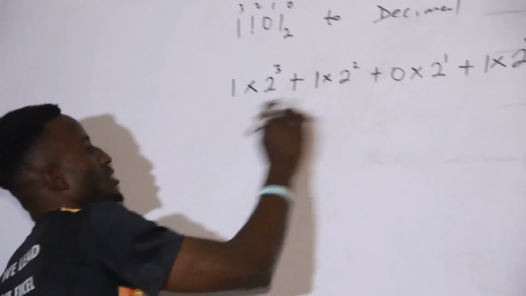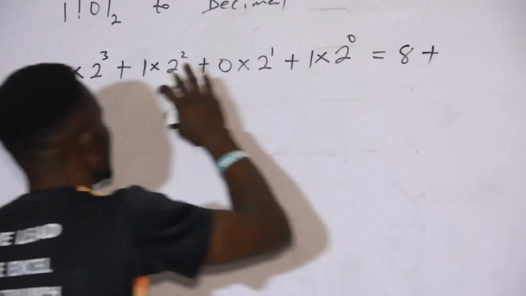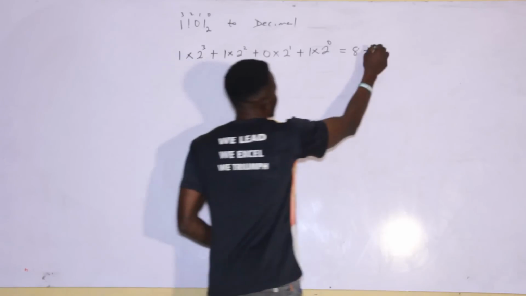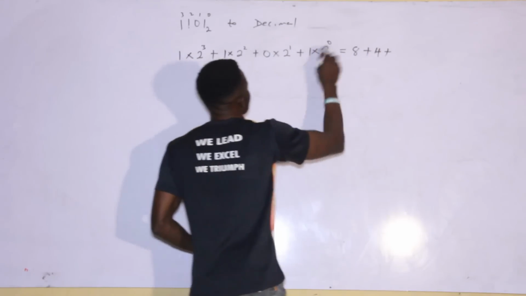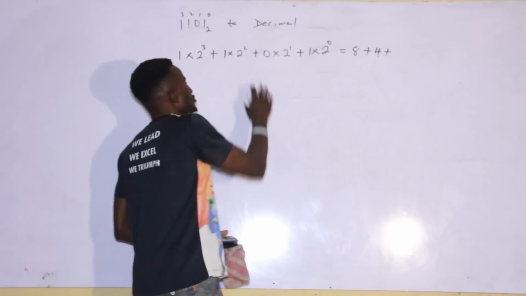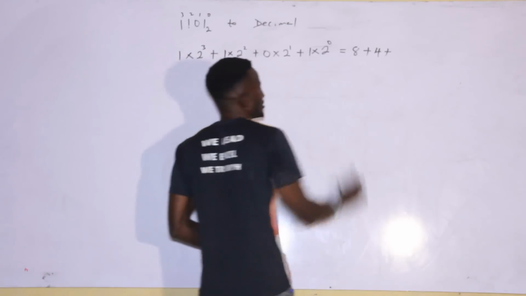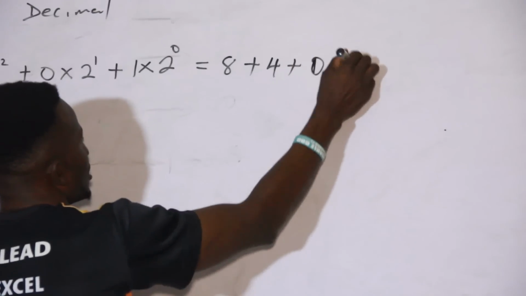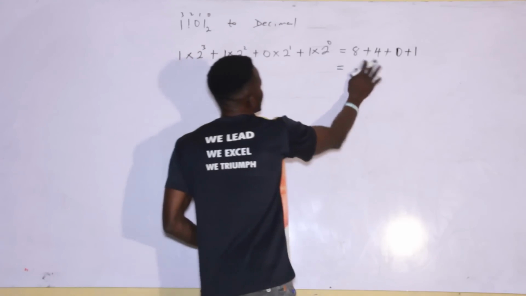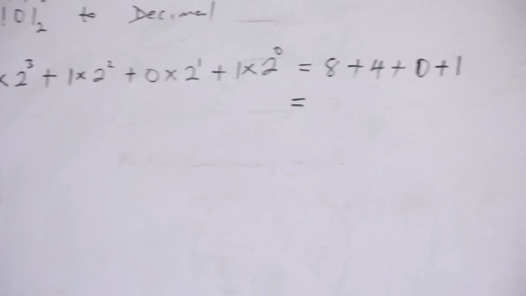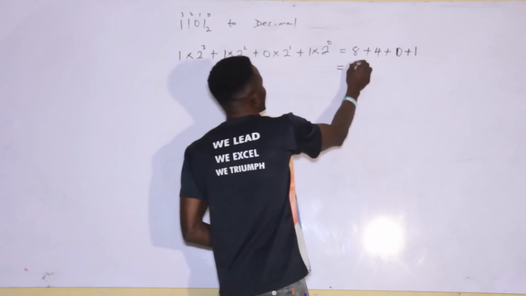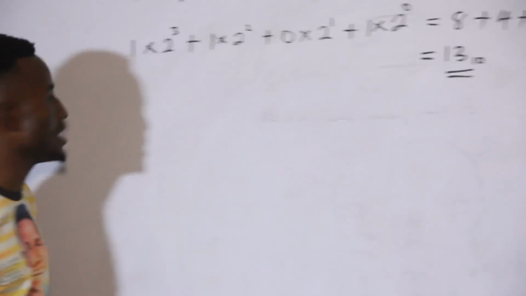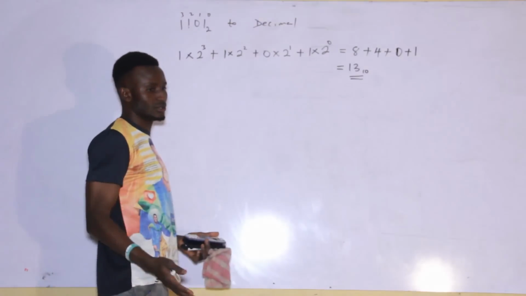Then times 1, that's 8, plus 2 raised to power 2, that's 4, times 1, that's 4, plus this one is 0 because 2 raised to power 1 is 2, multiplied by 0 will be 0. And 2 raised to power 0 is 1, times 1, that's 1. So the final answer to this, you have 8 plus 4 to be 12, plus 0, plus 1, equals 13 base 10. Now you can just do this on your calculator.